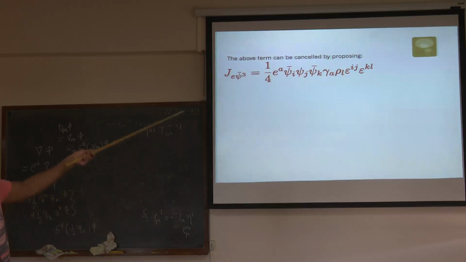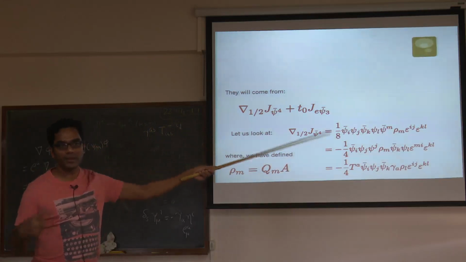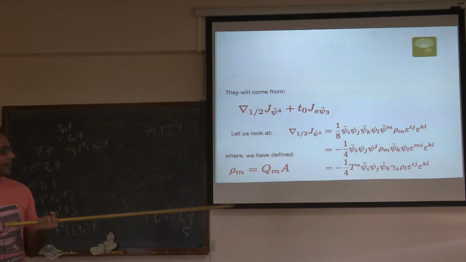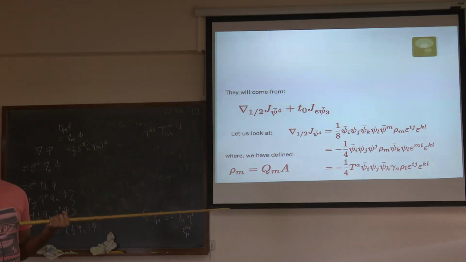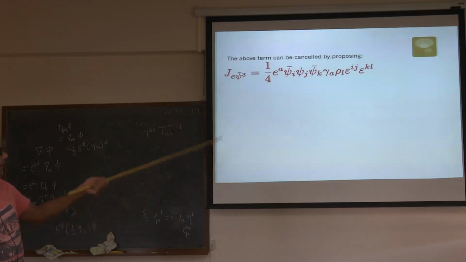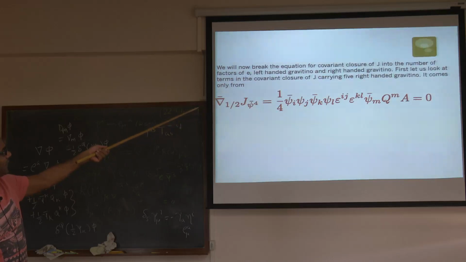Yeah. So by adding this term to your 4 form, you basically cancel this one, and so delta of j containing 1 left-handed gravitino and 4 right-handed gravitino goes to 0 by adding this. And that's exactly what comes in your chiral density formula.